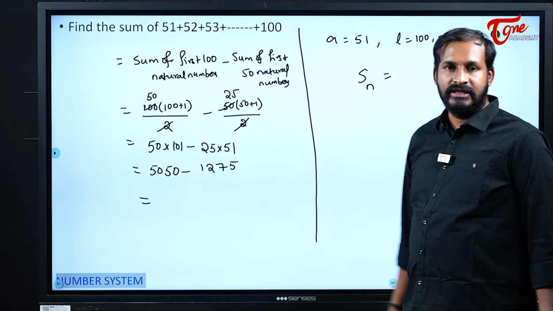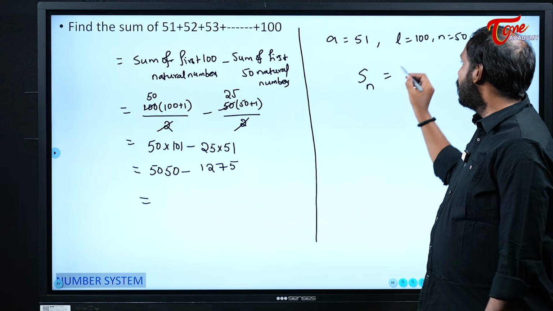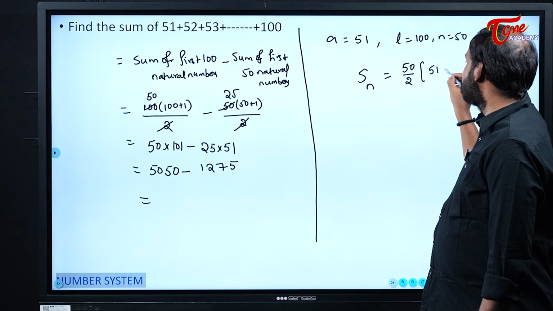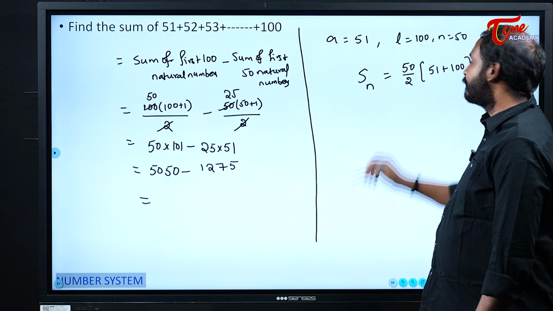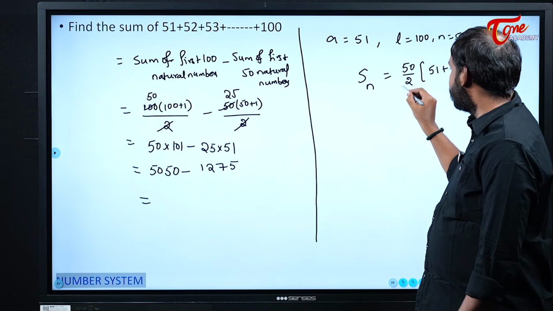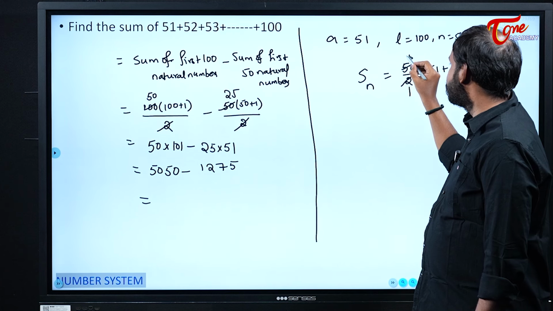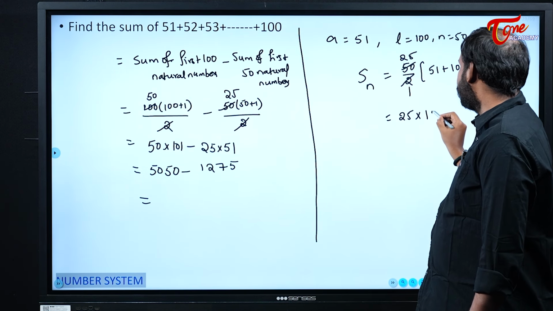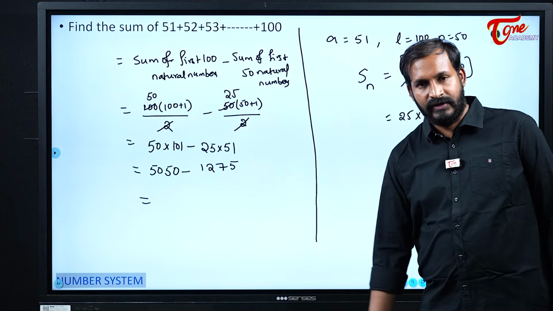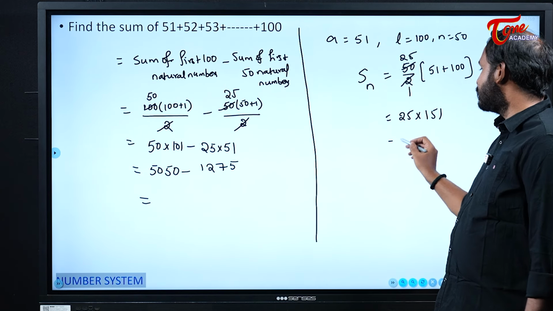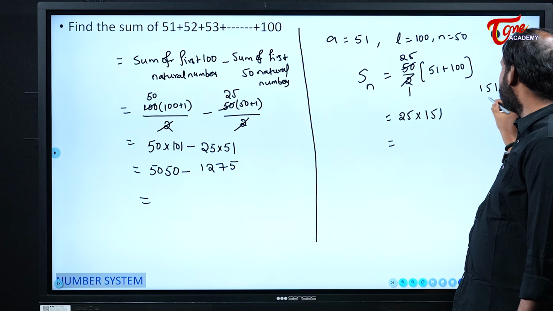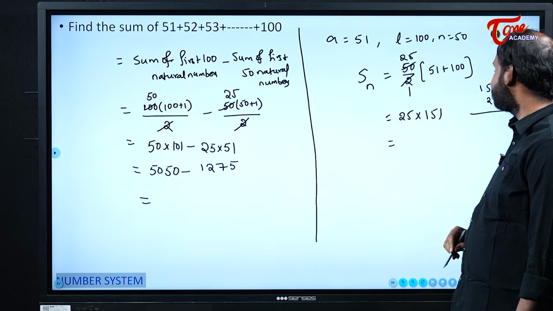Sum of n numbers in any arithmetic progression is what? n by 2, that is 50 by 2, into first term plus last term. So 25 into 151. Anyway, you will get the same answers in both the cases. 25 into 151, what you will get?